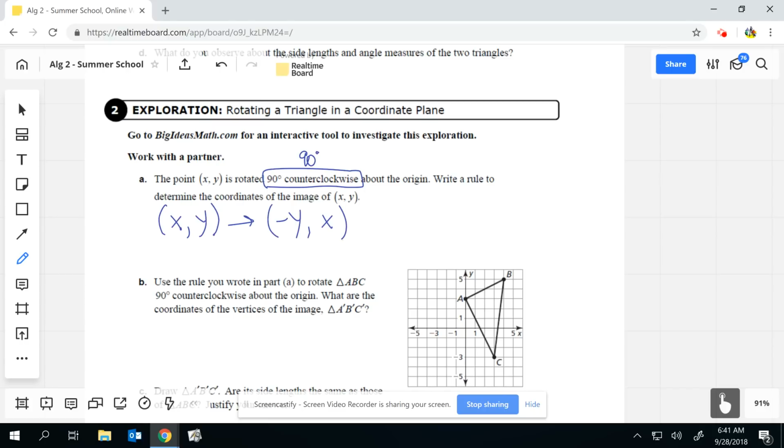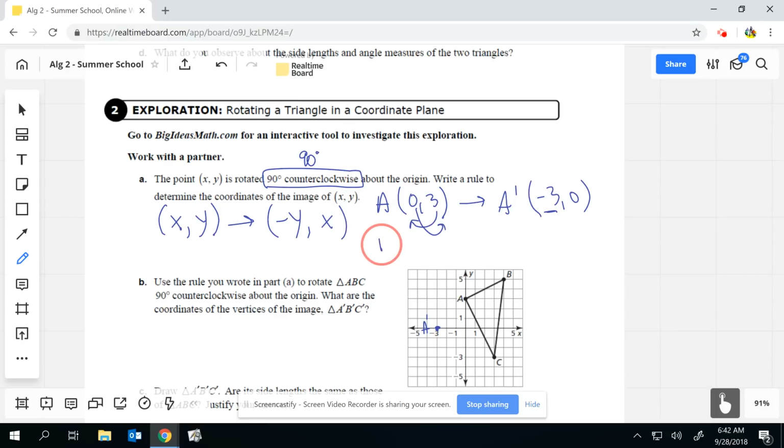So if I want to take point A, which right now is the point 0, 3, and I want to change it to A prime, we're going to flip it around and change the Y, so it's going to be negative 3, 0. So I'm going to bring the 3 to the front and make it negative, and I'm just going to put the 0 in the back. We keep the sign for that X anyways. So negative 3, 0 is right here. This will be A prime.